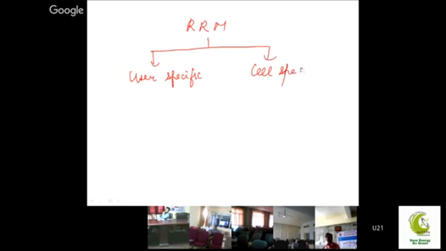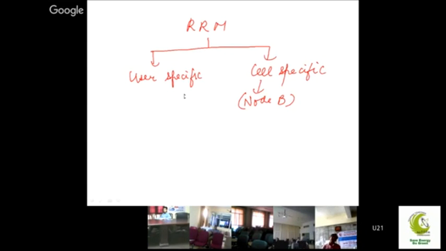So, radio resource management. Firstly, it is of two types, that is user specific and cell specific. So it handles both the users as well as the cells. Cells means the node B, that is, it performs the functions for both node B as well as the user, that is the mobile equipments or the user equipments.